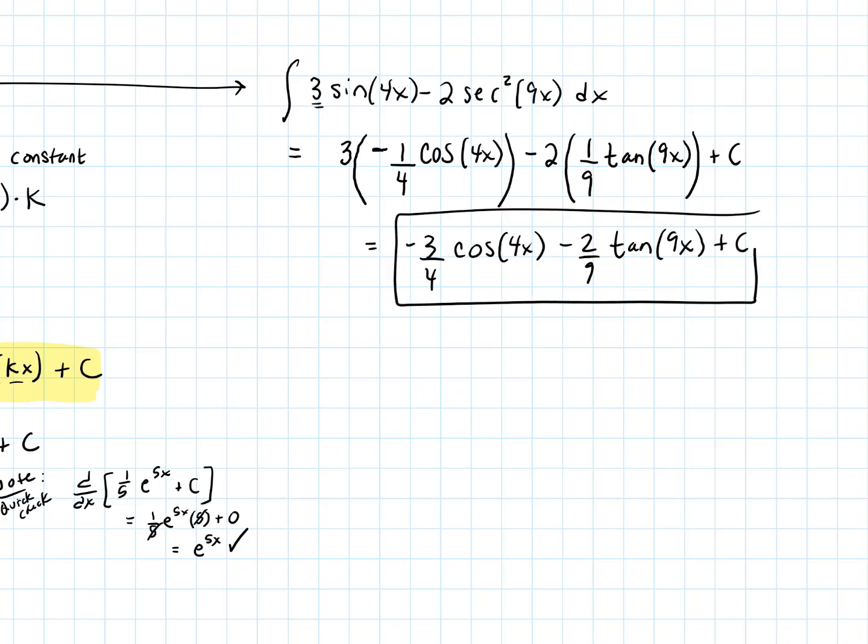Now, of course, we could come in here and do a quick check and take the derivative. And you will see when we do take the derivative, because of the need to apply the chain rule, when we take the derivative of minus 3/4 cosine of 4x, we would end up with a positive 3/4 sine of 4x times 4. And the 4 and the 1/4 would cancel, bringing us back to the 3 sine of 4x.